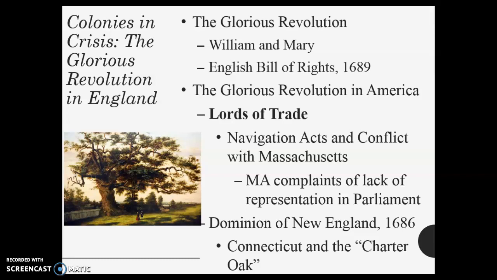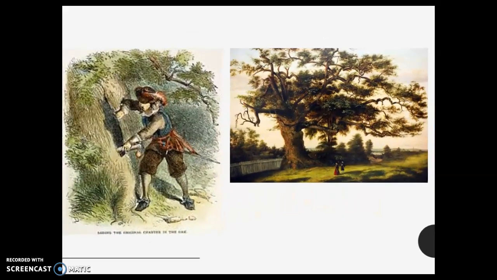But yeah, this creates this massive new colony. You have no more representative governor. It's being run by London. And obviously they did not like that in New England. Here's the Charter Oak.